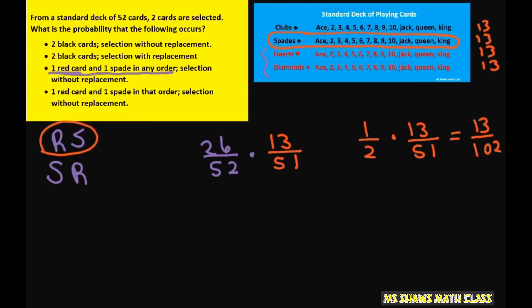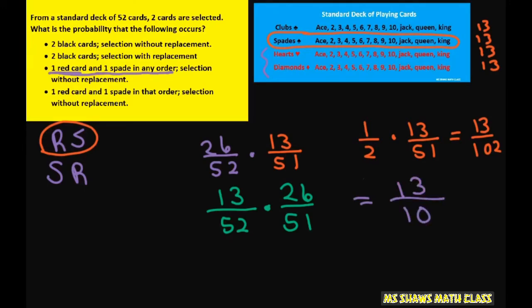What if we did spade first? So that would be 13 out of 52. And then the red cards, we only have 51 cards because we're not replacing it. We have 26. And what happens is you basically get the same answer. You can't reduce these very well, but you get the same answer, 13 divided by 102.